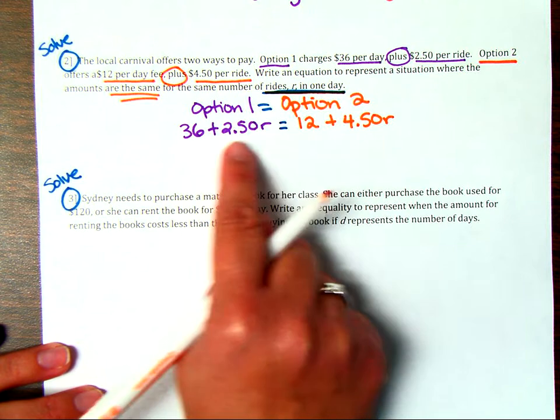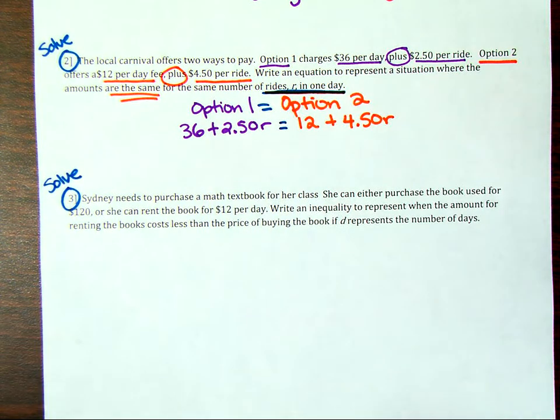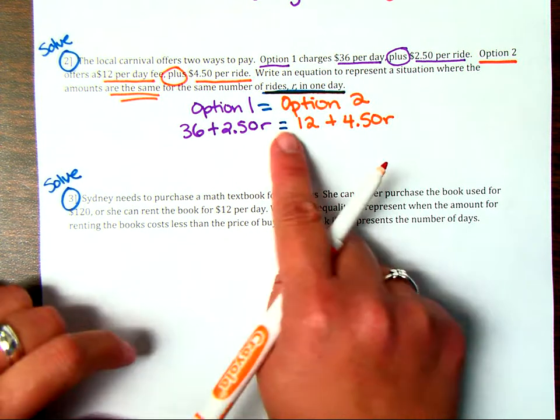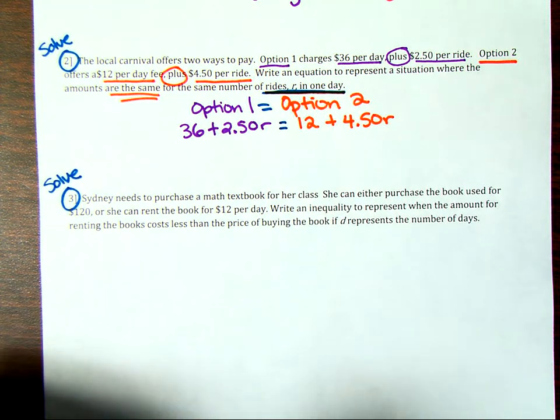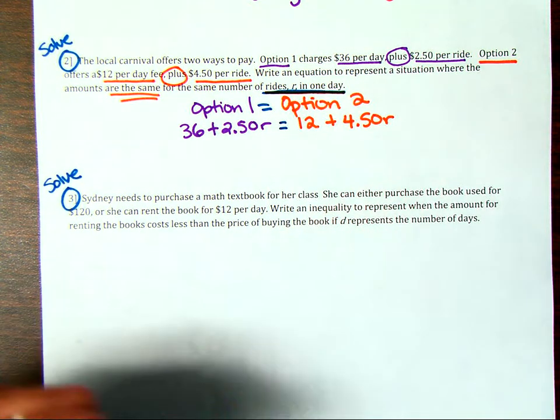So you'd have to figure out, okay, how many rides would I want to ride for it to be a better cost for me. So that's why we're going over these things. All right, so now we have our equation for them to be the same. So now we go through our checklist that we've been talking about.